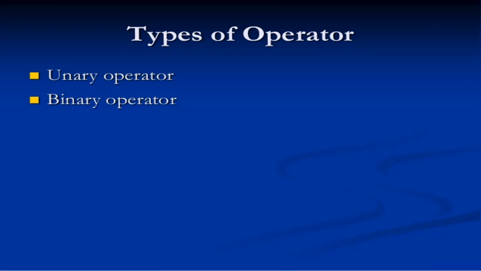The basic types of operators that we have are unary and binary. Unary is where you require one operand, like plus plus a or minus minus a; increment and decrement operators can be unary operators. And binary requires two operands, like a plus b. Plus is the operator, a and b are the operands. So you can overload a unary operator and a binary operator also. We'll see an example for both.